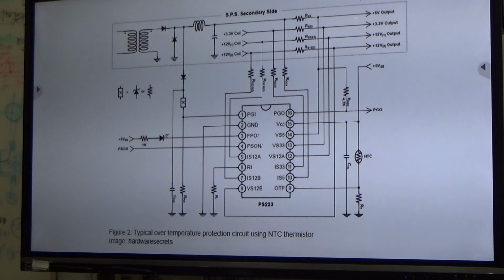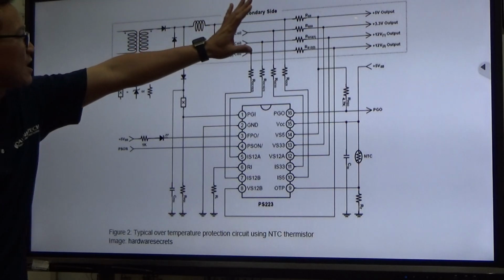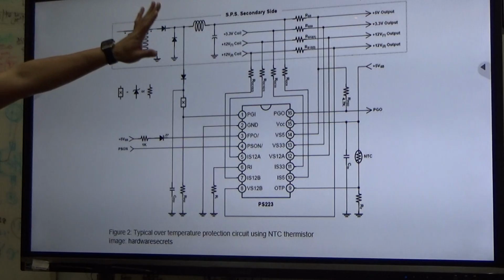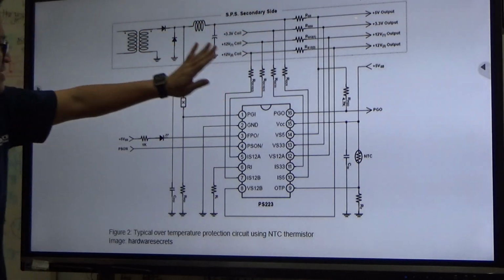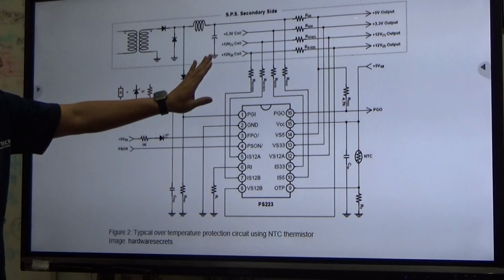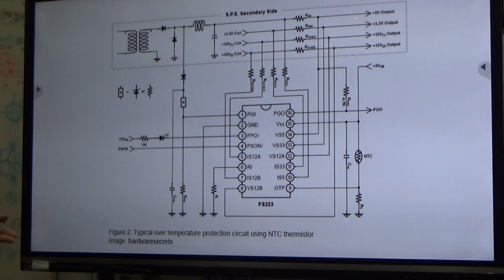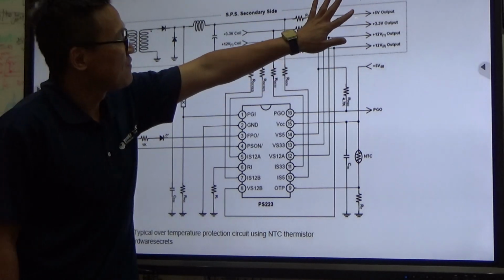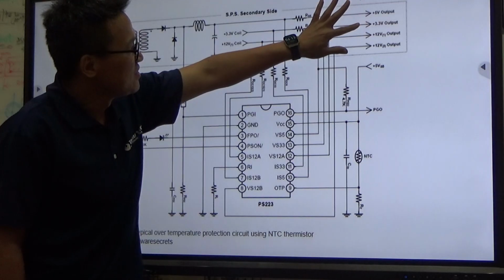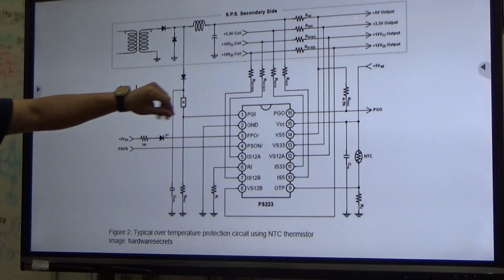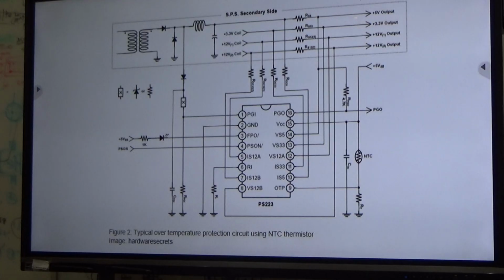Before I discuss the thermal protection components, I would like to give you some information about the design. As you can see, this is a flyback converter. It might be a forward converter. This is the main topology, and this is the power management integrated circuit. Of course, this is the output, so you can get 5 volt, 3.3 volt, 12 volt. It can be used for something like a motherboard.